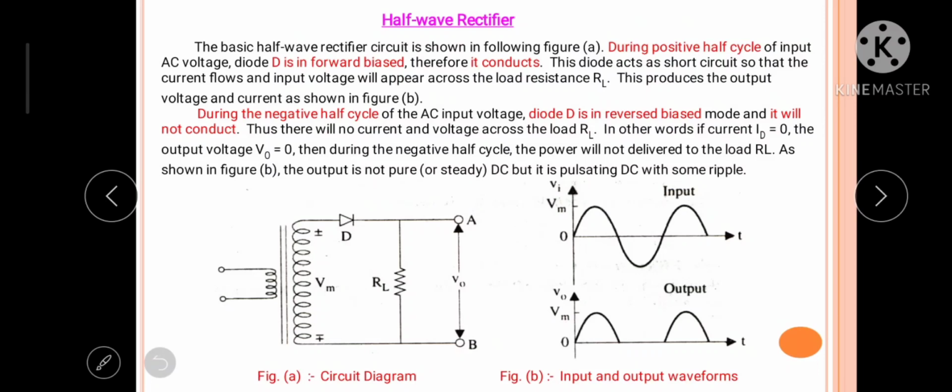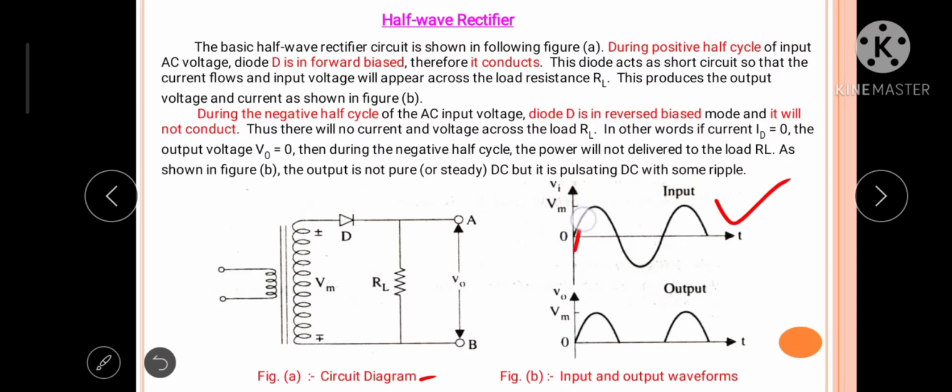The basic half wave rectifier circuit is shown in the following figure A. As shown in this figure, this is the transformer primary, this is the rectifier diode, this is the load RL, and across AB the output voltage is available. This is the input AC voltage that we are going to apply across the input of the rectifier.